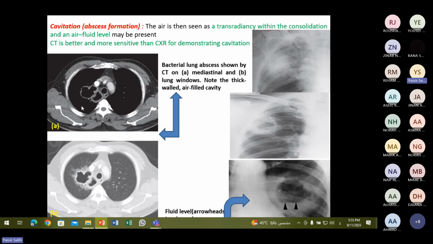اذا this is CT demonstrate the lung abscess and this is plain X-ray. يعني دي close up images not a chest X-ray، هي جايبينها for demonstration، يعني تعرف انه فقط how the lung abscess is formed.